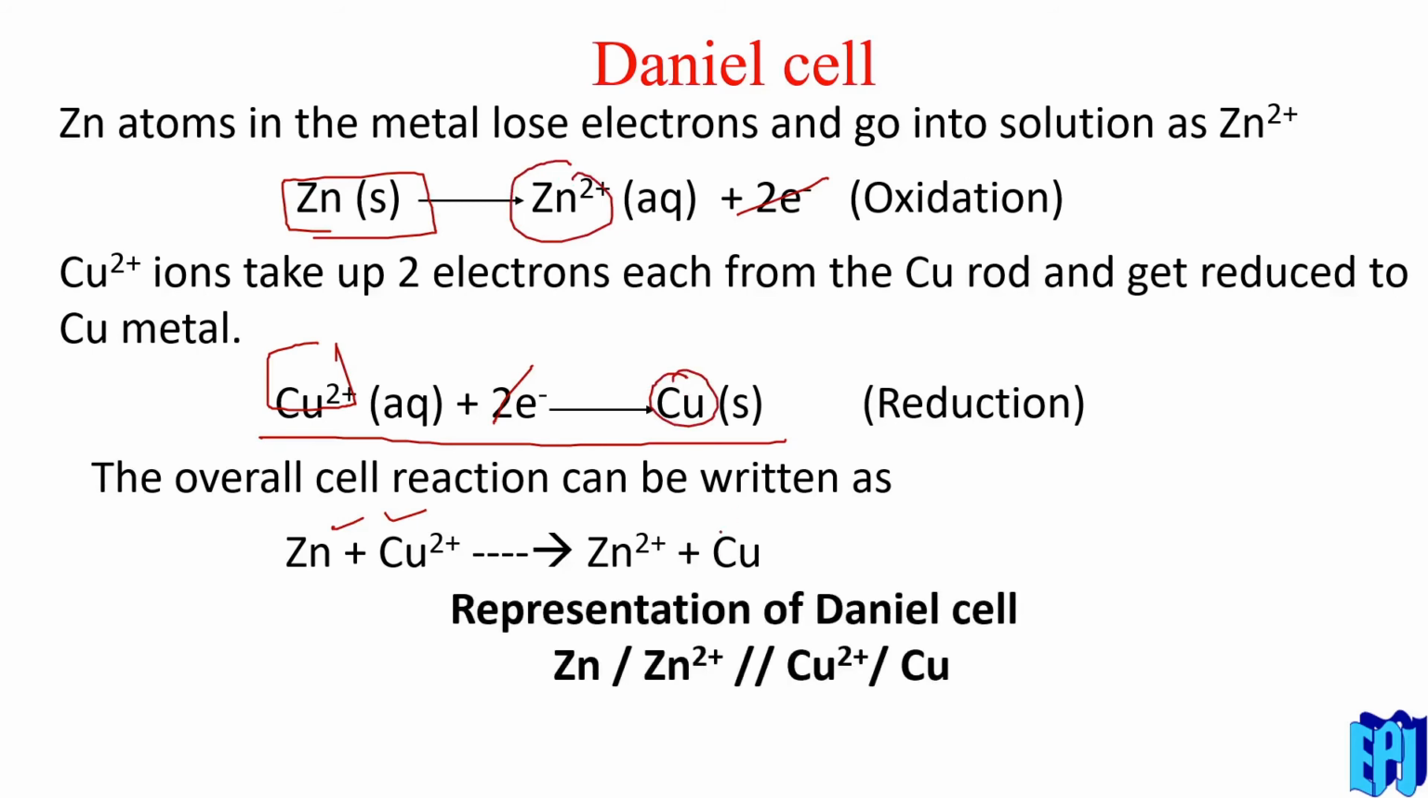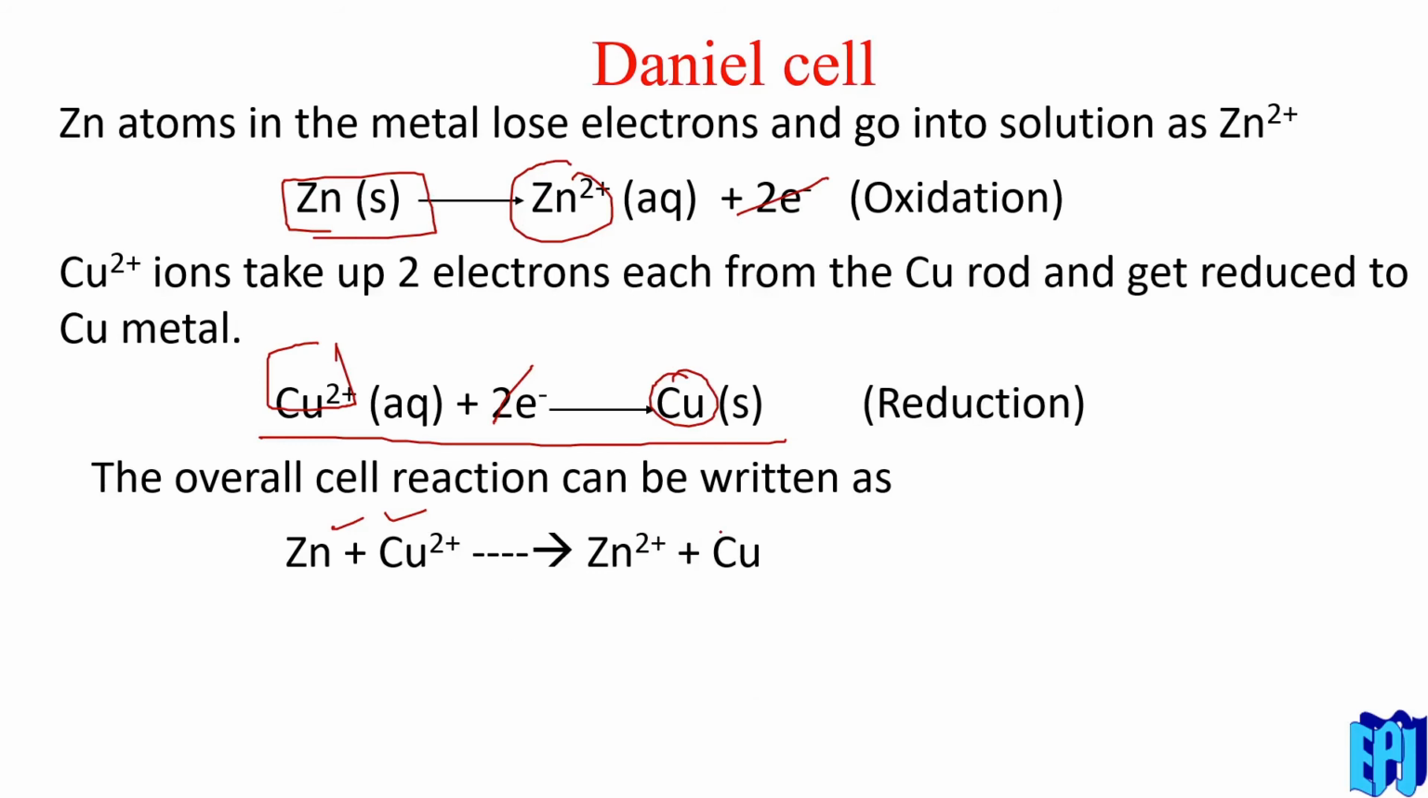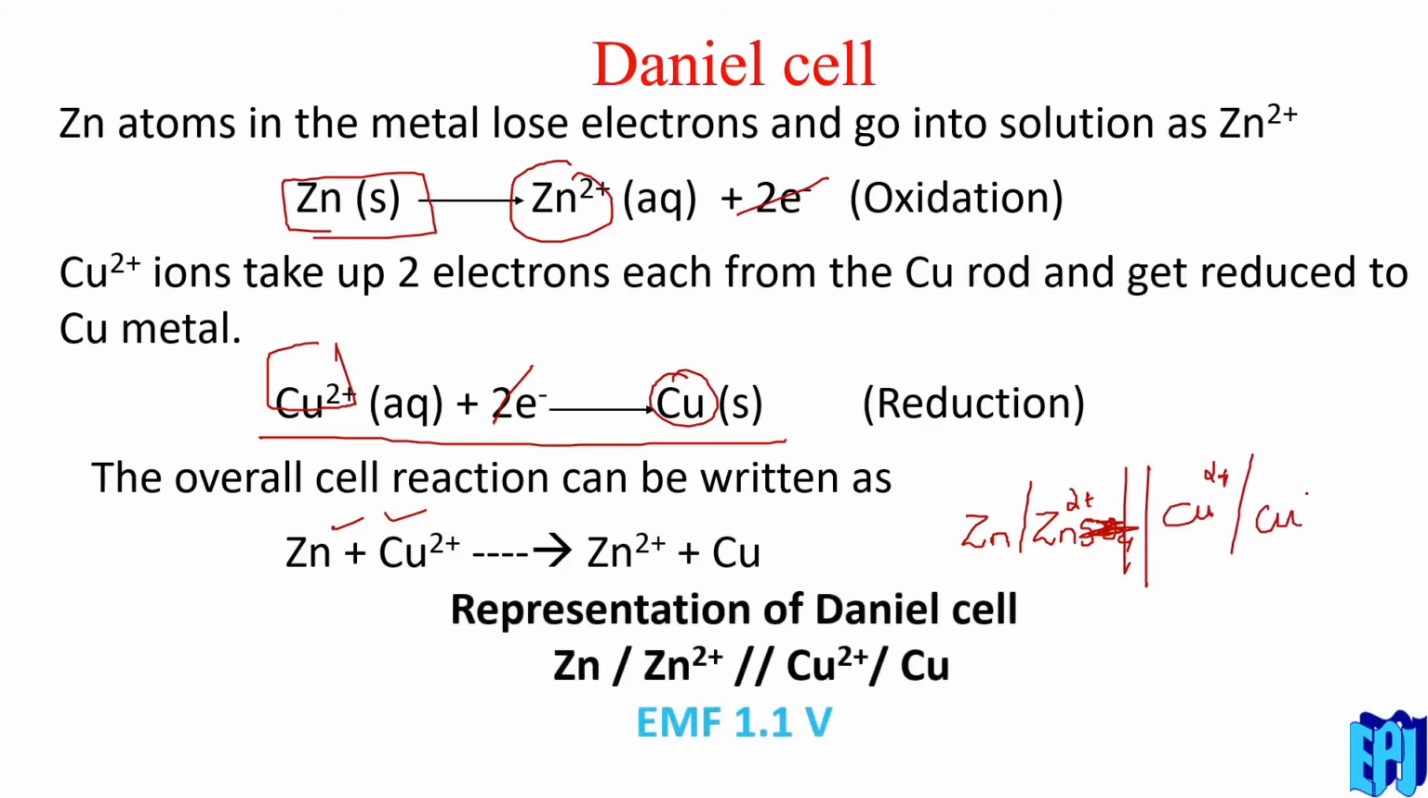So in the cell representation, the anode is zinc. When you write the cell representation, for the anode we first write its metal, Zn, bar, and then the solution, ZnSO4. In some books they prefer to use just the metal ions. You can write either way. Here I am writing the Zn2+ ion. Then there is a salt bridge. Next, for the cathode, we first write the solution, Cu2+ solution, bar, Cu. So this is the cell representation, and the EMF of the cell is 1.1 volt.